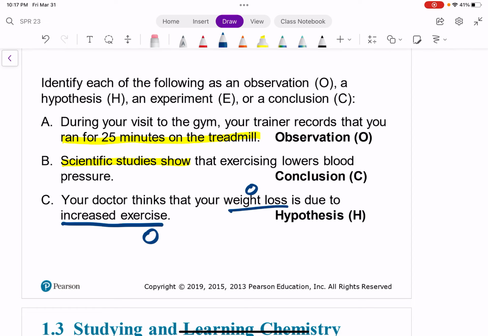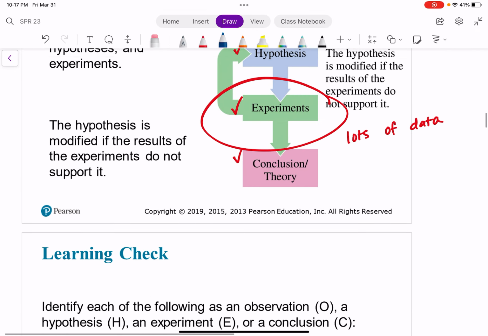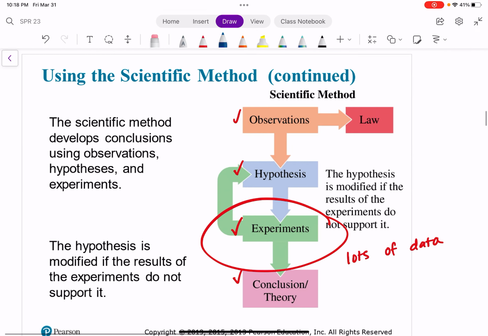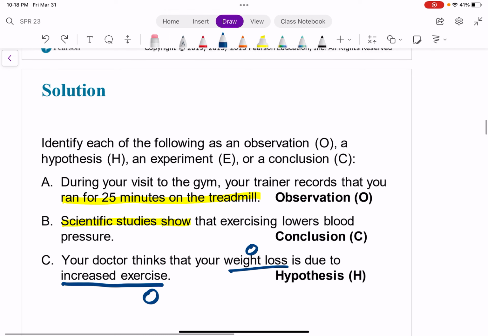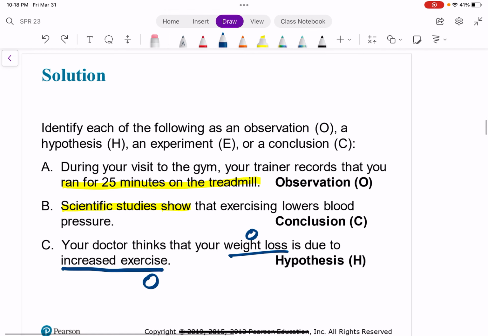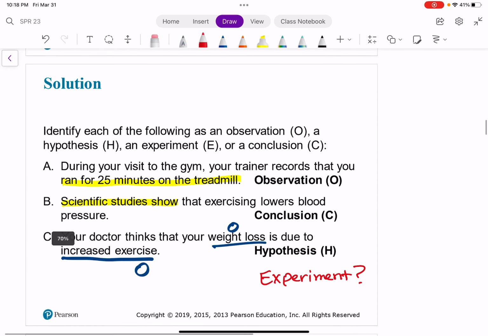And then the next step would be to experiment. The doctor hasn't gotten to that step yet. They've only gotten through the first two. So the next step would be experiment. And I urge you, I'm going to pause in a second, but I urge you to think about what kind of experiment the doctor could suggest to start running to figure out if the weight loss is due to increased exercise. I'm not going to tell you the answer to that. Just mull it over and think about it.